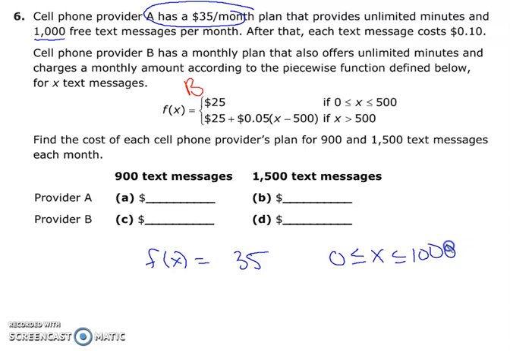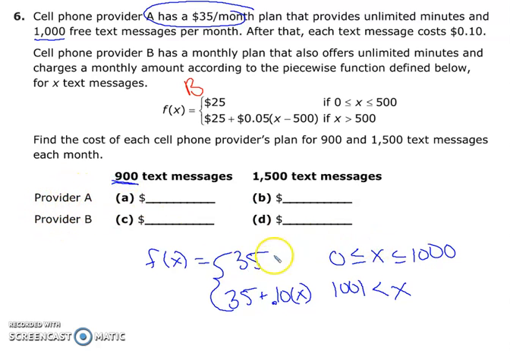After that, so what's after 1,000? 1,001, because you can't have like a half a text message, right? 1,001 is, what's next? It is 35 plus 10 cents times whatever x is. Okay, so because that's what I pay my extra rate, but I don't have to pay the extra rate until it's over 1,001.